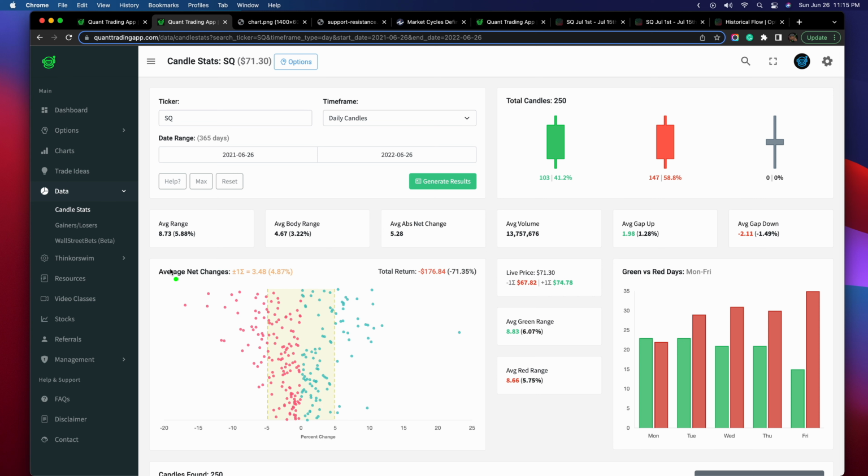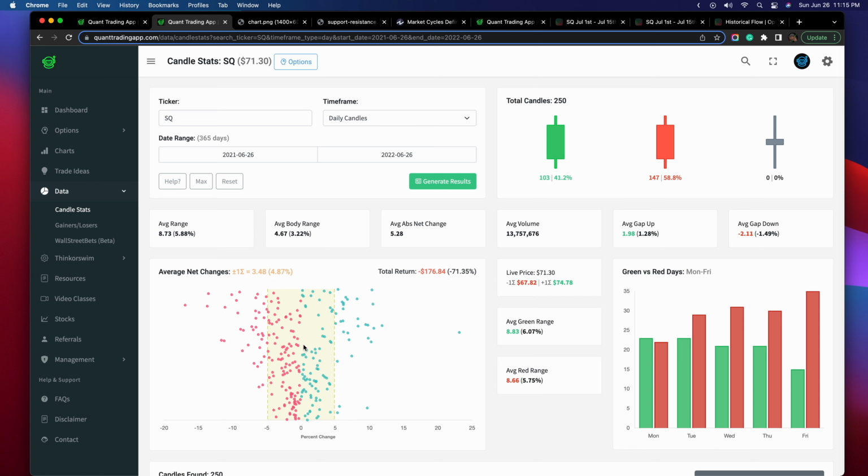This is just a chart showing the average net changes. And this is one standard deviation of all of its moves. So it's just saying on average, Square is going to close about 4.85% either up or down. This is just saying for the past 365 days, it's actually been down 71%. By the way, these statistics are just straight from the Quant Trading app website. I am the lead developer on Quant Trading app, but I'm showing you guys right now how you can use this type of information for when you're building out a trade idea.